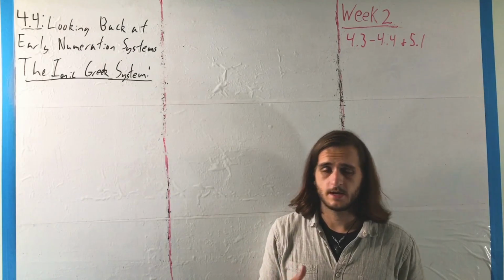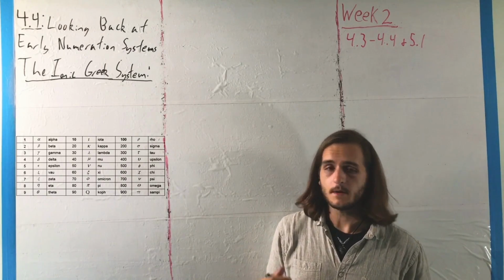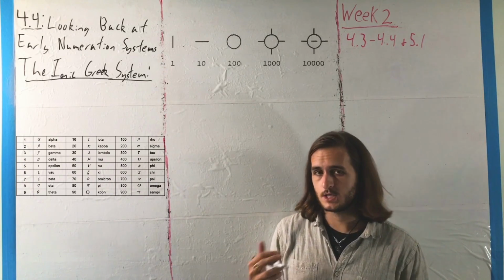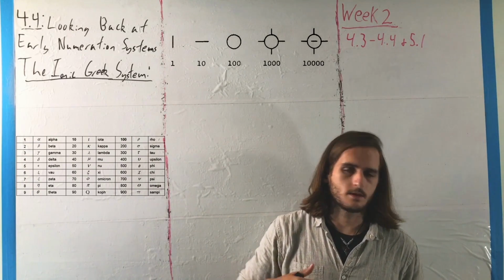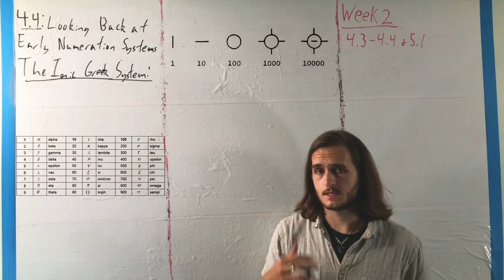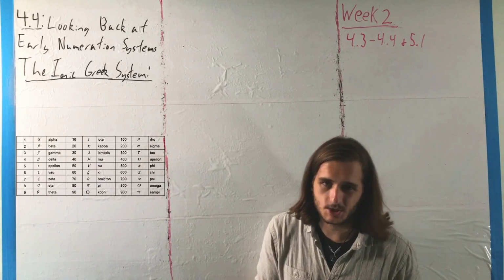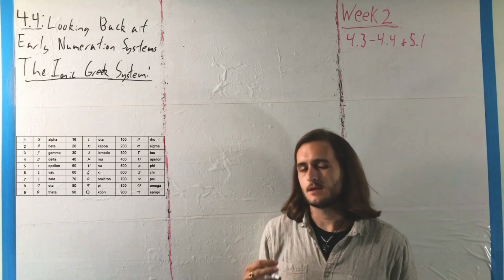So the last system we're going to look at here is the Ionic Greek system, which is said to have developed from the Aegean numerals sometime between the 3rd and 5th centuries BCE, where it's a bit of a matter of discussion exactly when they came to be.